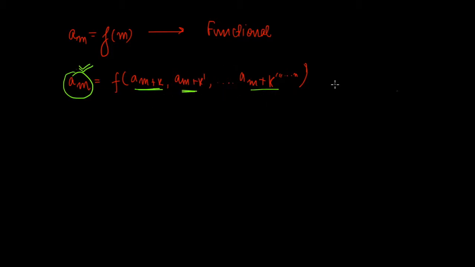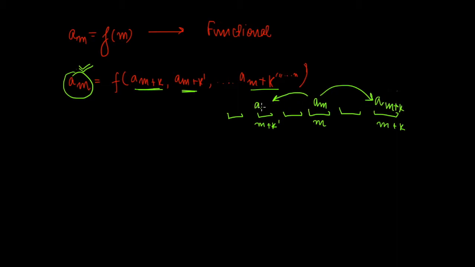That is to say that if I have a sequence of, say, a few numbers, if this is my mth term, and say this is my m plus k term, this is my m plus k prime term, and so on and so forth, then I'm saying a_m can be related to a_(m+k). It can also be related to a_(m+k prime). All right, so that is what we call the recursion.